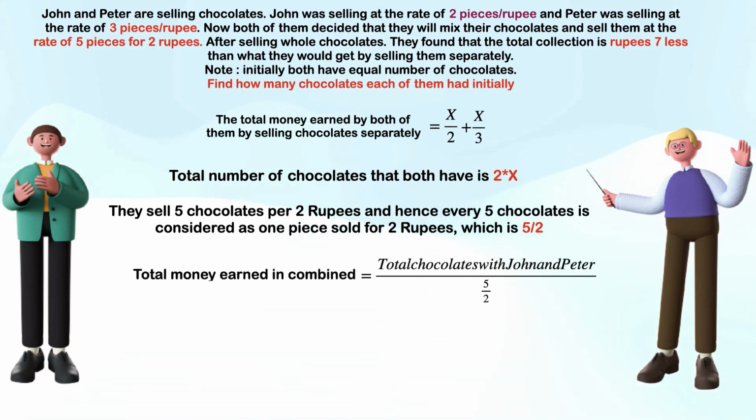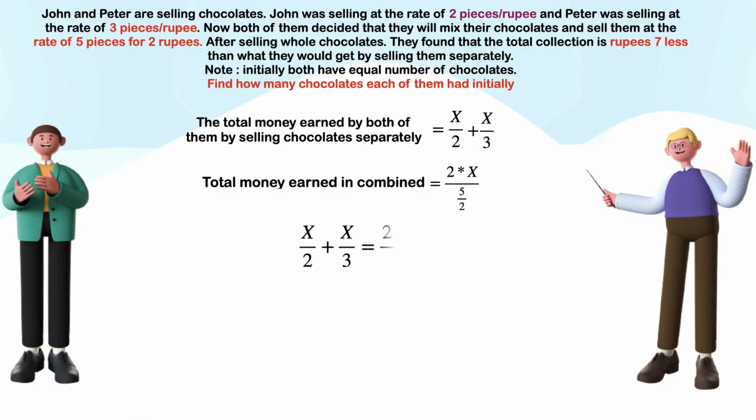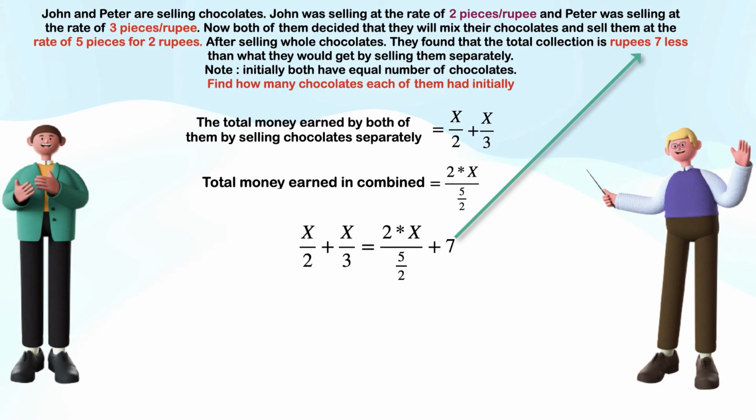Hence total money earned in combined manner is total chocolates with John and Peter over 5 pieces per 2 rupees. It is given as 2 times X over 5 over 2. Now the equation becomes X over 2 plus X over 3 equals 2 times X over 5 over 2 plus 7, as there is 7 rupees short when they sell chocolates in combined way.